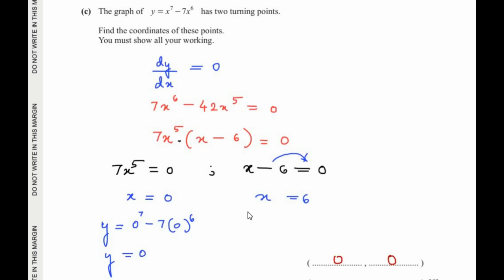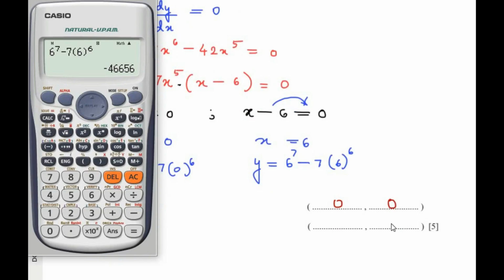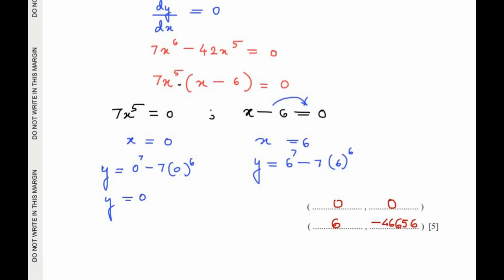Now let us do the same thing for x equal to 6. So y is equal to 6 to the power of 7 minus 7 times 6 to the power of 6. Let us see what value this gives us. So this is going to give us the value as negative 46,656. So when x is 6, we have this value as the value of y. So let me write here. The second stationary point has the coordinates as 6 and negative 46,656.